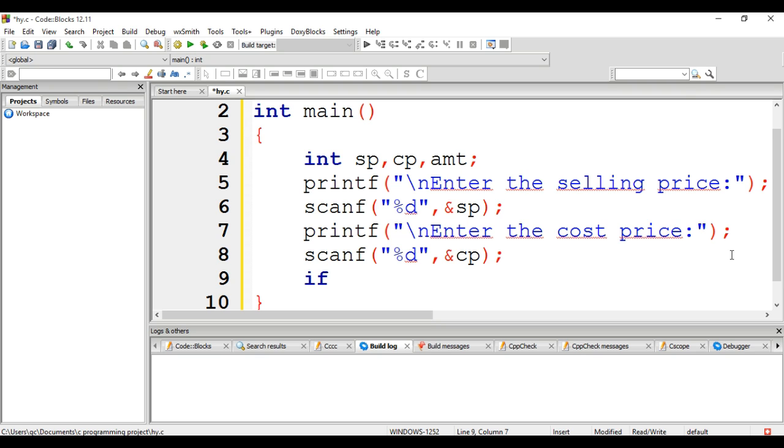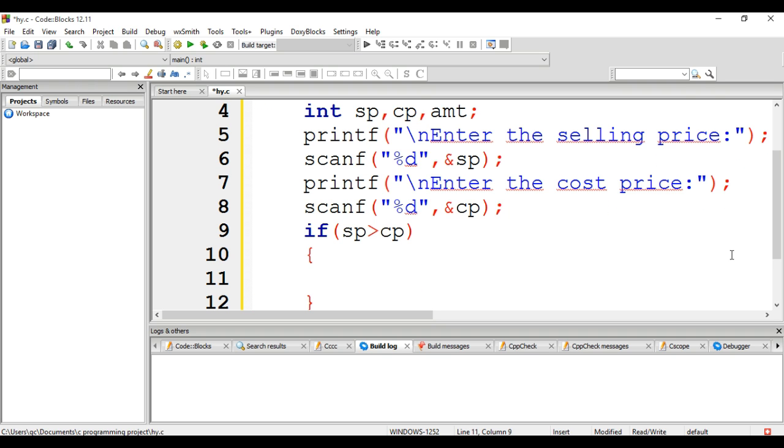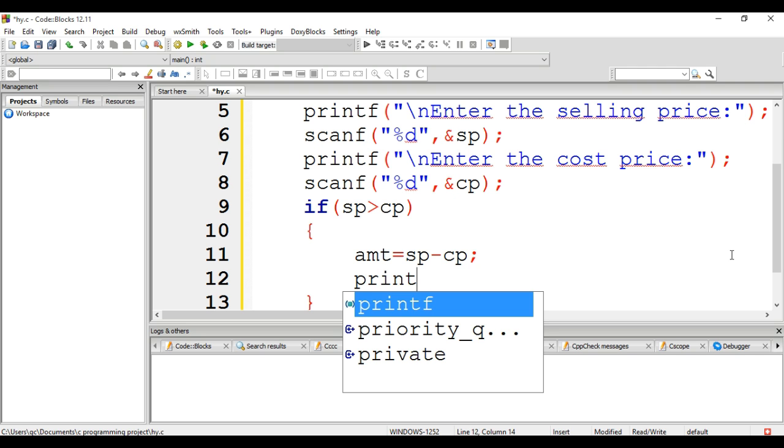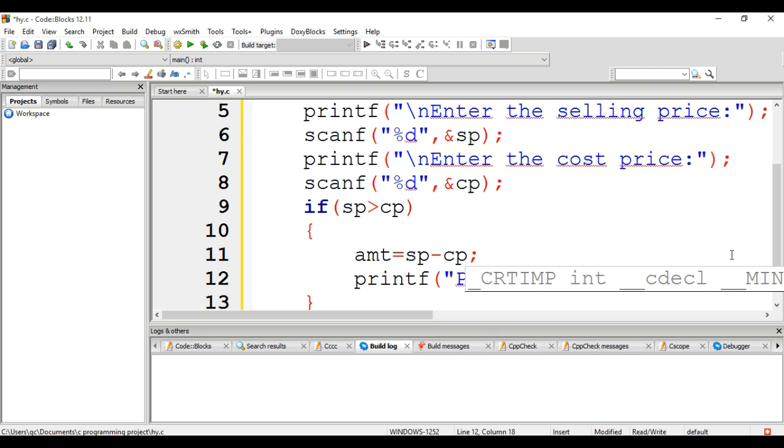And now I'm using an if statement: if sp is greater than cp, then the amount will be sp minus cp, and it will produce the result as profit. Then profit equals %d, amount.